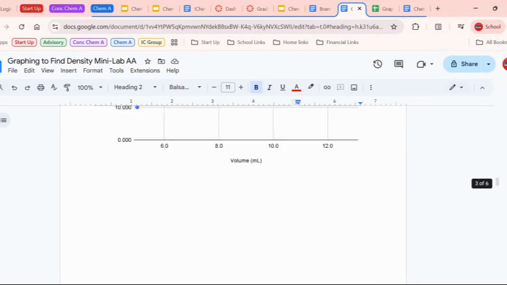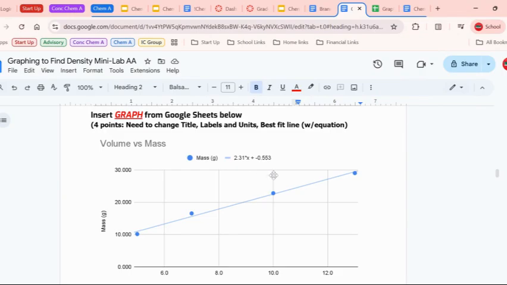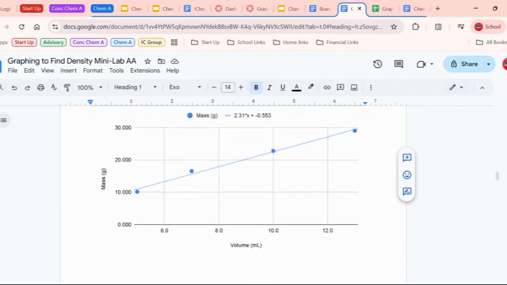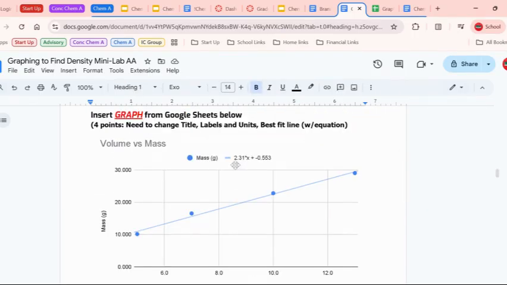The other way we find density, ladies and gentlemen, is right up here, and it is this formula up here. This formula here of 2.31x plus negative 0.553. That is the formula for the slope of a line. Y equals mx plus b. Now the only part of that I am concerned with is the slope, 2.31. Slope is equal to rise over run, ladies and gentlemen.